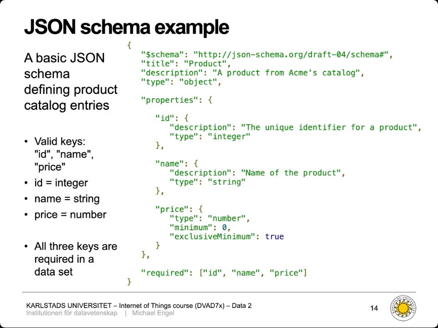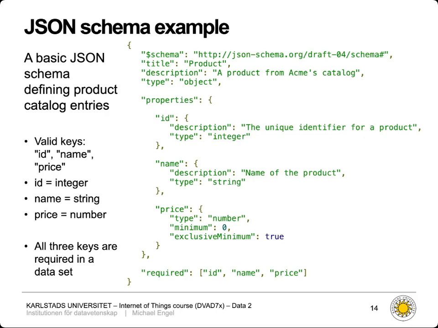Let's look at an example for a JSON schema here. So this is an example for product catalog entries. If you're running a shop selling things, you need a product catalog with information like the name of a product and the price of a product, and maybe some unique ID like an EAN number, which uniquely identifies your wares. So you can identify them, for example, with a barcode reader. And this is a basic JSON schema defining these product catalog entries.